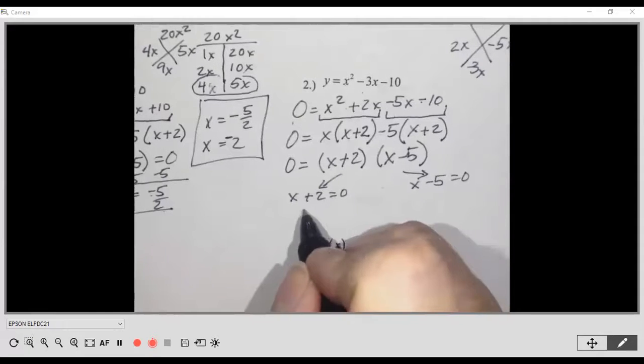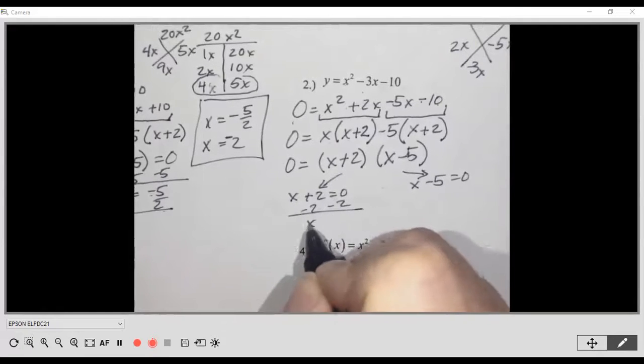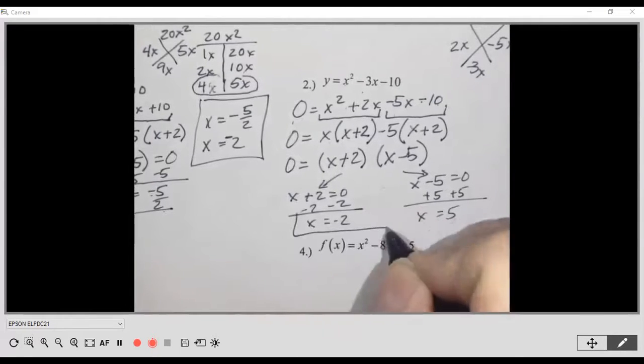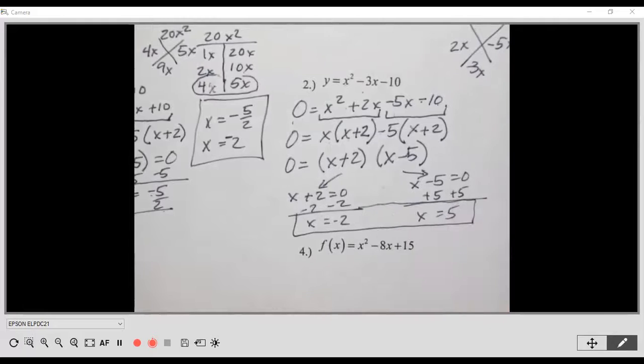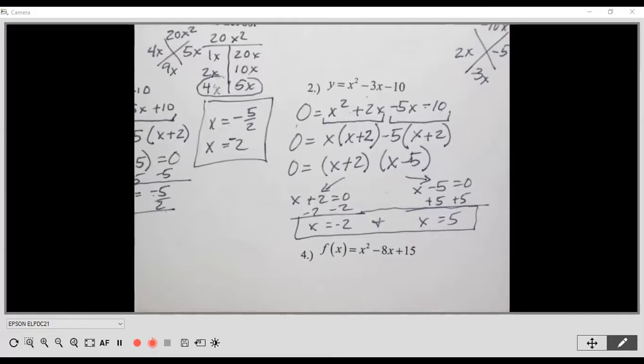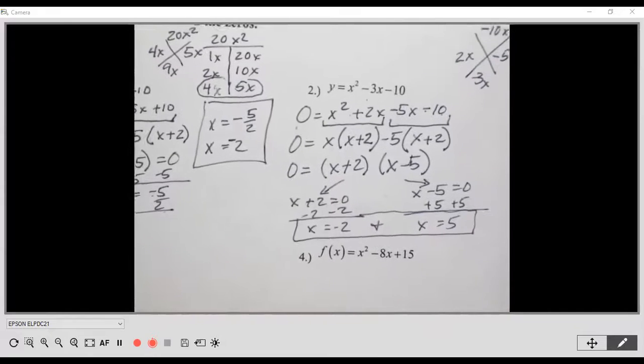So then I'll subtract 2 from each side to get x equals negative 2. And then I'll add 5 to each side to get x equals 5. So my solutions are x equals negative 2 and x equals 5. Moving on to number 3.